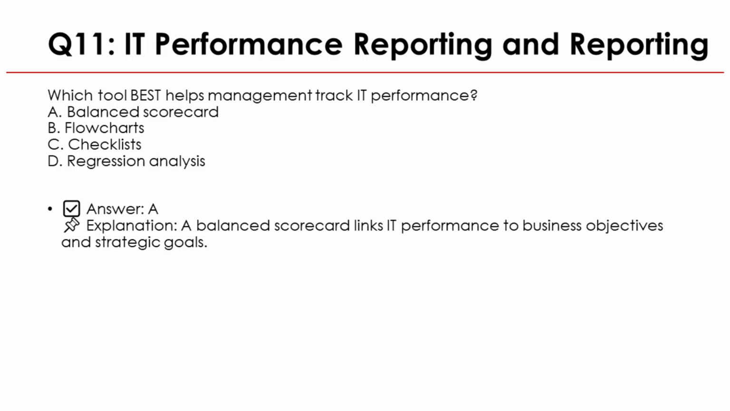Which tool best helps management track IT performance? Option A, balanced scorecard, correct, links IT to business. Option B, flowcharts, process view, not performance. Option C, checklists, too basic. Option D, regression analysis, too technical for strategic use. Correct answer, A, balanced scorecard, a dashboard that shows not just speed, but fuel, direction, and destination progress.